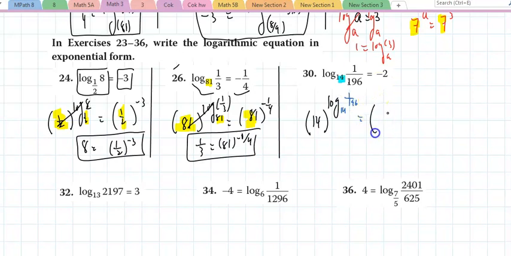And whatever you make to the left, you must do to the right. Those undo each other. 1/196 equals 14 to the negative 2.